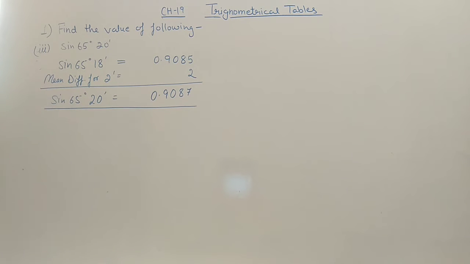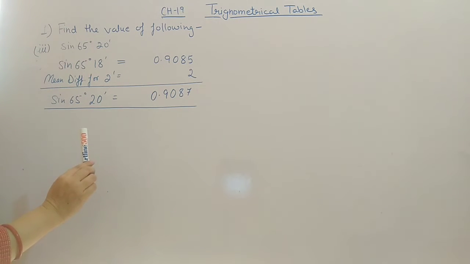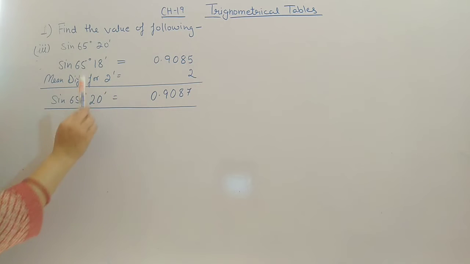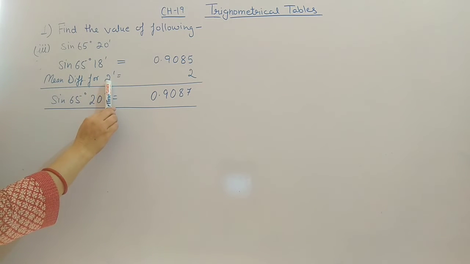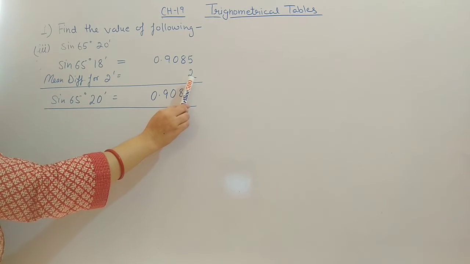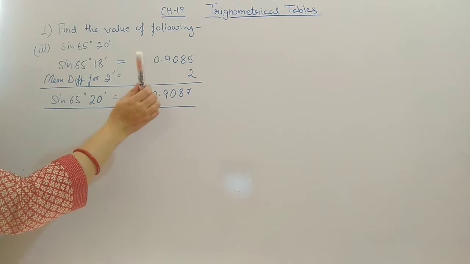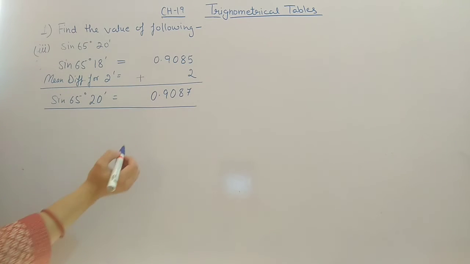For third part, find the value of sine 65 degree 20 minute. So first check the value for sine 65 degree 18 minute, that is 0.9085. After that see the difference between these two, 20 and 18, difference is 2. So check the mean difference for the same column, that is 2. So sine 65 degree 20 minute will be the addition of these two. So 0.9087.